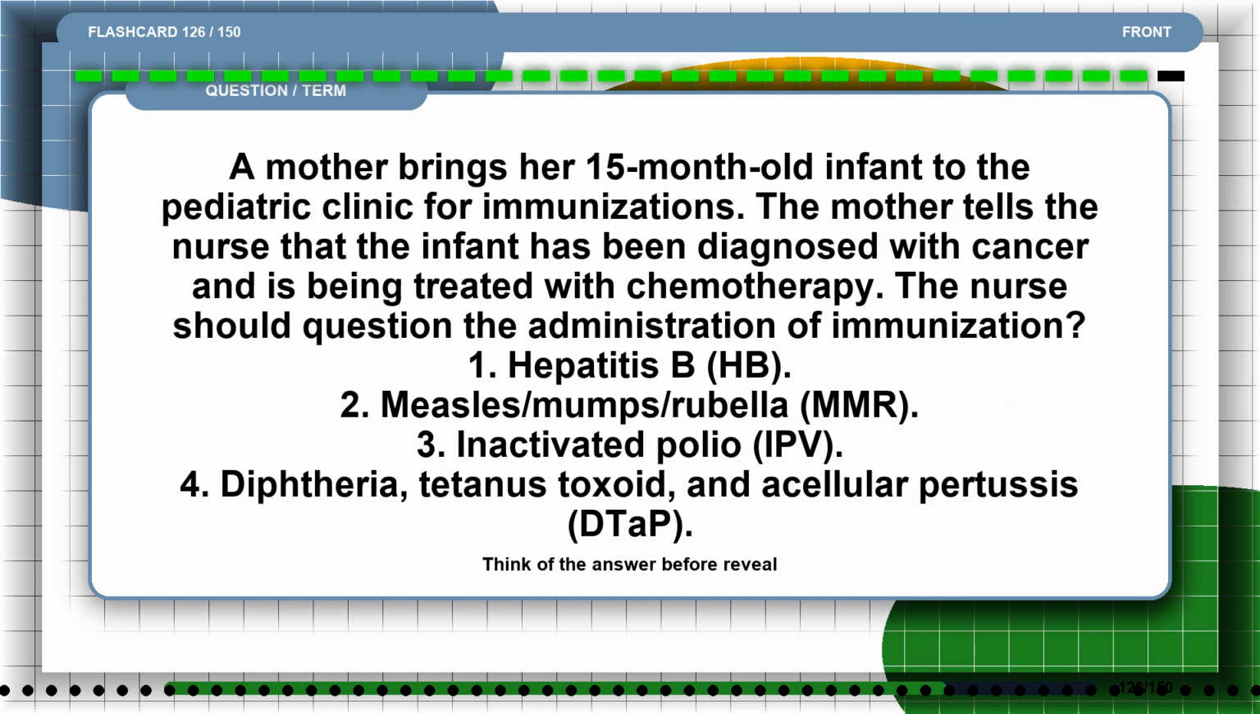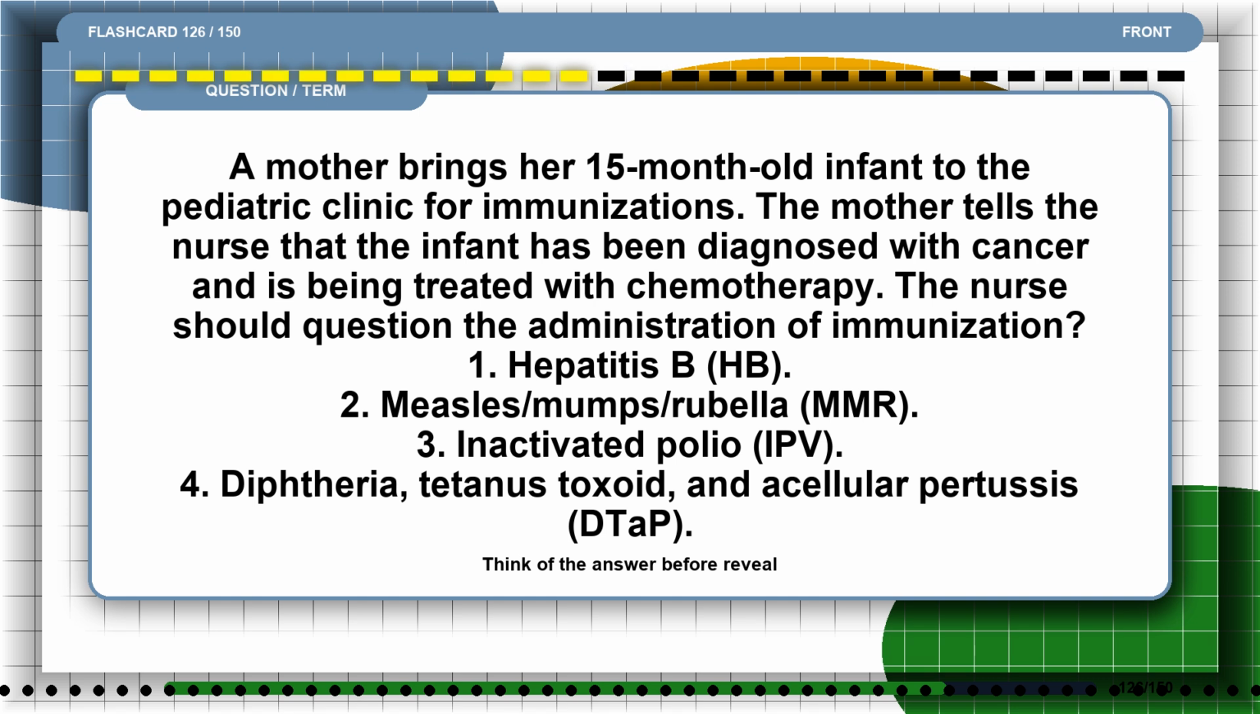Flashcard 126. A mother brings her 15-month-old infant to the pediatric clinic for immunizations. The mother tells the nurse that the infant has been diagnosed with cancer and is being treated with chemotherapy. The nurse should question the administration of which immunization?